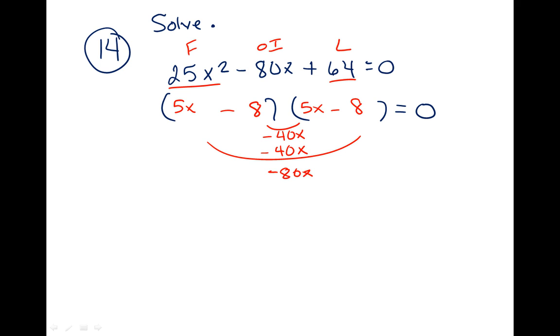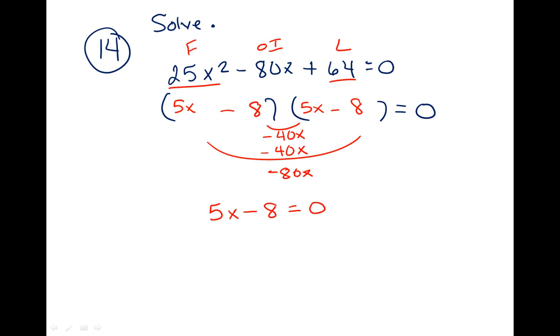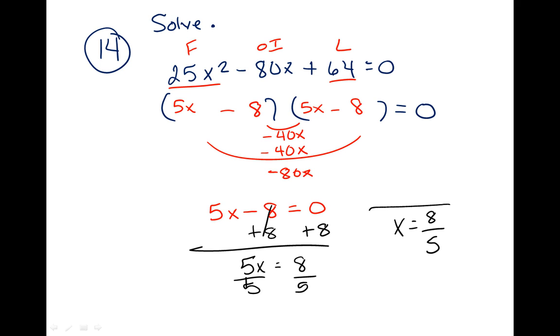Well, both of those factors are the same, so that means you only have one thing to set equal to 0. That must mean that 5x minus 8 equals 0. It doesn't make sense to set both of them equal to 0, because when you solve it, you'll get the same thing. So let's go ahead and solve for x. Add 8 to both sides. 5x equals 8. Divide both sides by 5. So x is equal to 8/5. So you only have one solution in this case because both factors are the same.